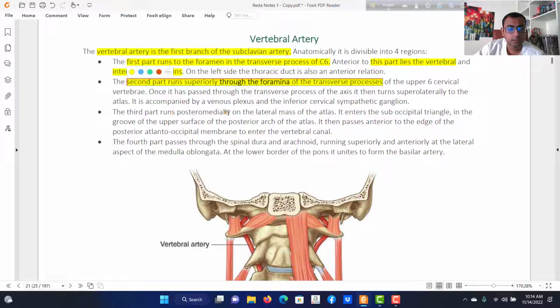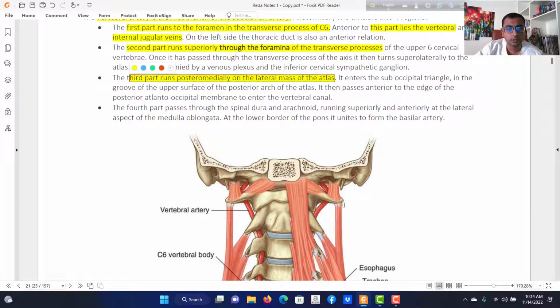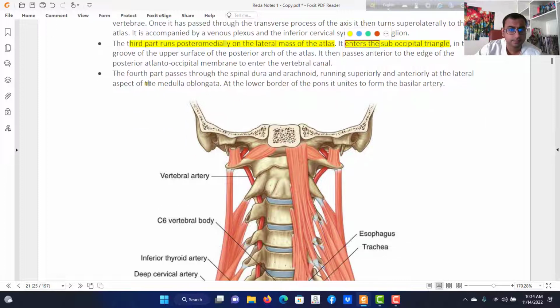And the third part runs posteromedially on the lateral mass of the atlas. It enters the suboccipital triangle, in the groove on the upper surface of the posterior arch of the atlas. The fourth part passes through the spinal dura and the subarachnoid space, running superiorly and anteriorly at the lateral aspect of the medulla oblongata.